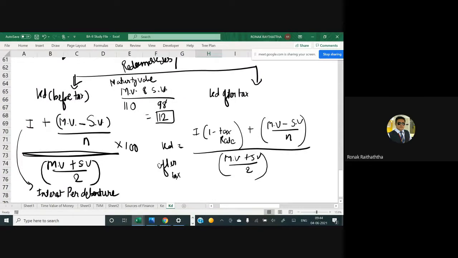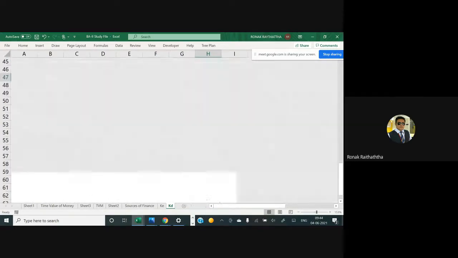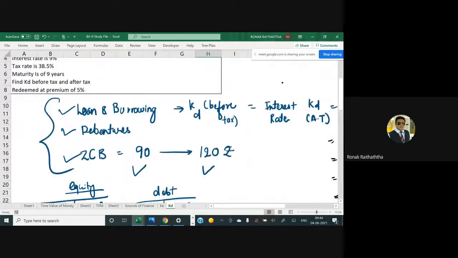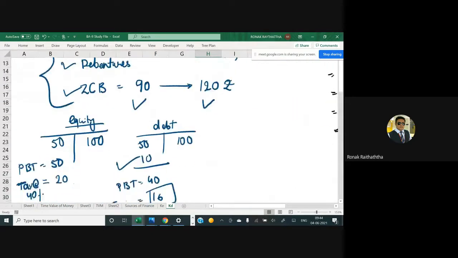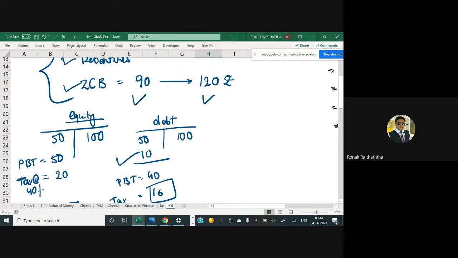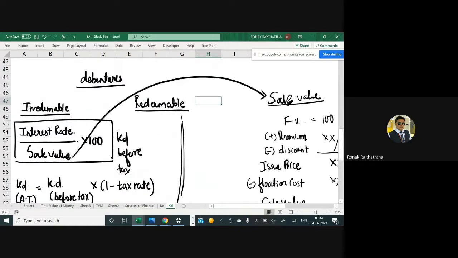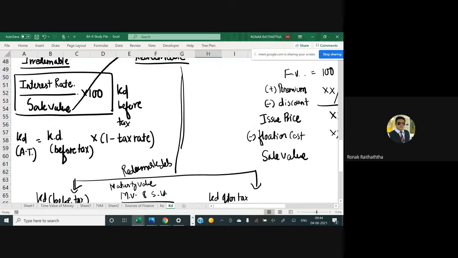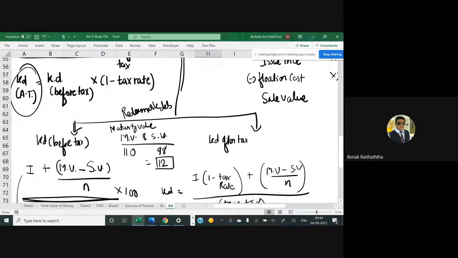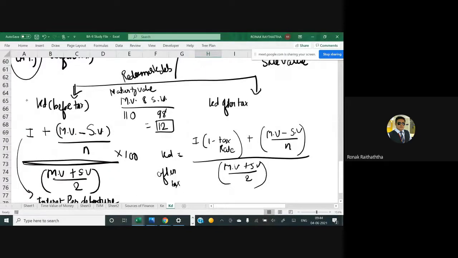So we have done just 4 simple formulas. In fact, 5, sorry. One was the loans and advances. So for loans and advances, straight away interest rate, and if it is after tax, then interest rate multiplied by 1 minus tax rate. If it is debentures, then you identify irredeemable or redeemable. If it is irredeemable, then interest rate divided by sell value multiplied by 100. And if it is redeemable, and obviously the tax effect needs to be given for the post-tax cost of that, you have got before tax and after tax.